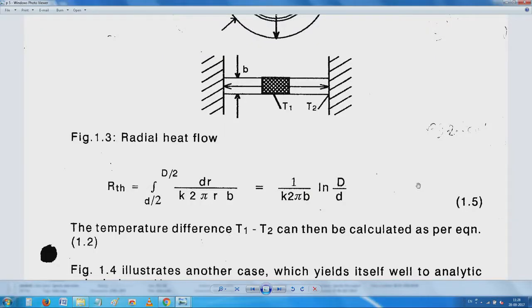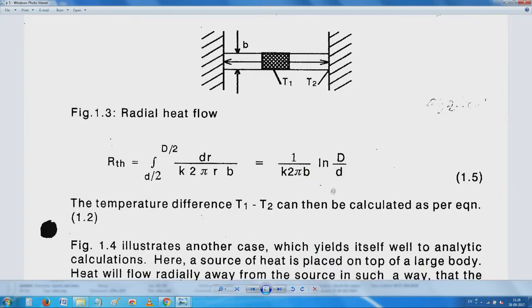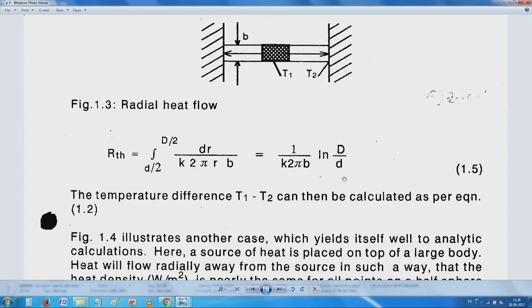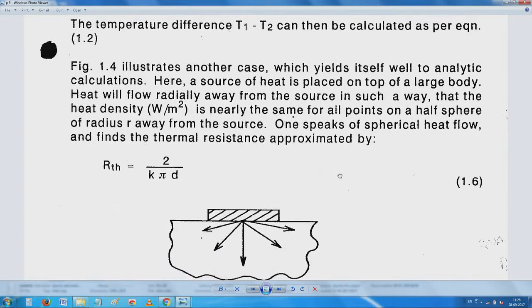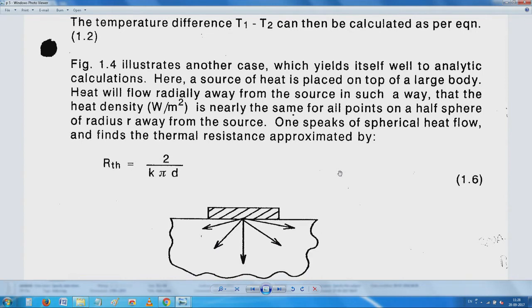So, things like 1 by the k contains the same thing which we have seen there into 2 pi by b. This natural logarithm of d by d can be calculated as per the equation. These analytical methods can be easily used for known geometries.